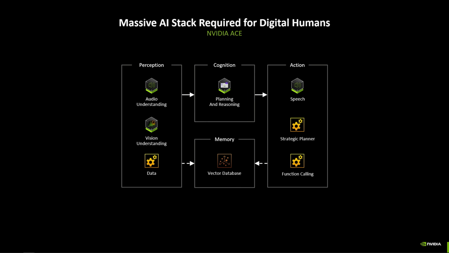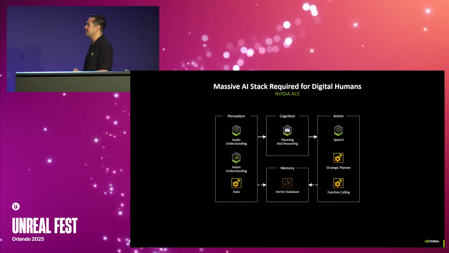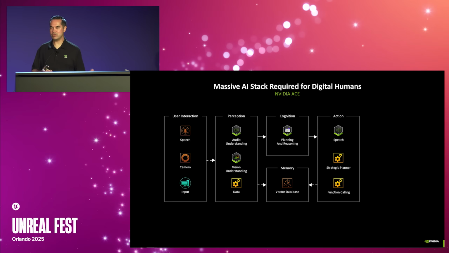So in this central pillar, we still have perception, cognition, taking action, and memory. These are different models from our NVIDIA ACE stack of technologies. So think of NVIDIA ACE as a suite of tech. These certain models, and I'll talk about that a little bit later on, allow us to bring human decision making to our digital characters. So combine that with our user interaction, whether it's in the form of speech from our microphone, our camera input, or even just raw input, whether it's text or movements.